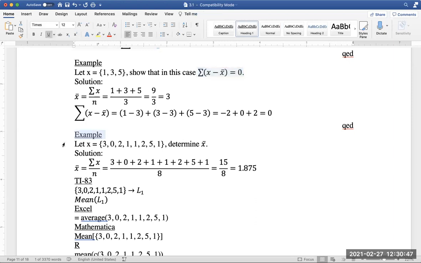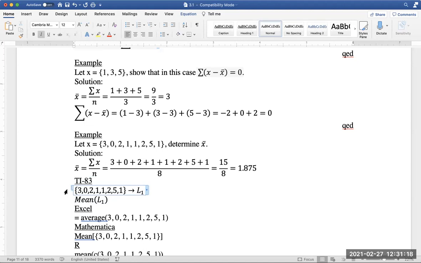Let's do an example. We've done this before. If X is 3, 0, 2, 1, 1, 2, 5, 1, let's determine the sample mean. Add up all your data values, 15, divided by how many numbers there are, 8. So 1.875.